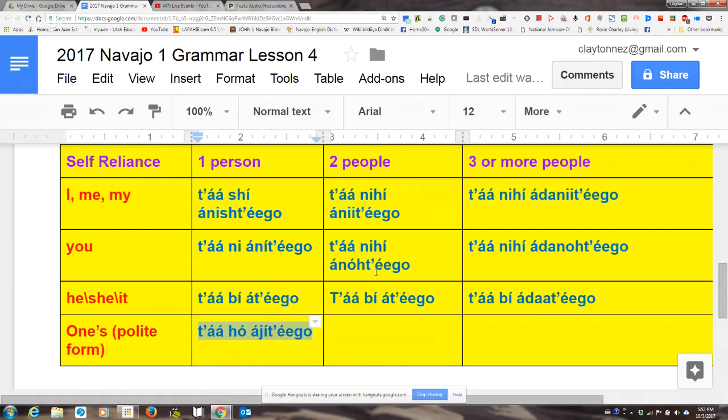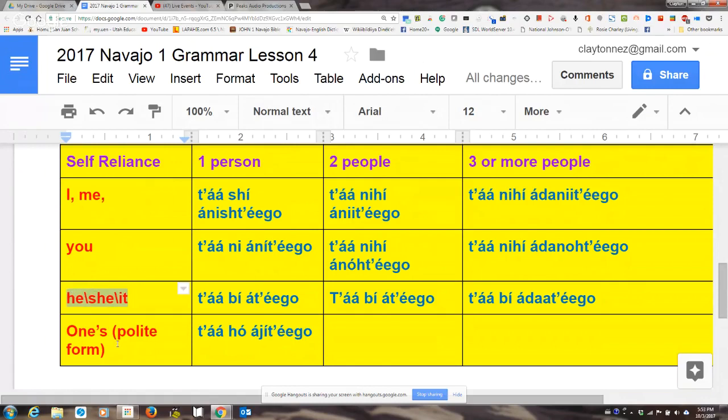The way you look at this little chart is that this first column is one person all the way down. As you think about it, one person could be me, I, or I could say my something. Right now it's just about me. And then one person, you, just you, not 100 of you, just you. And then one of he, she, or it.